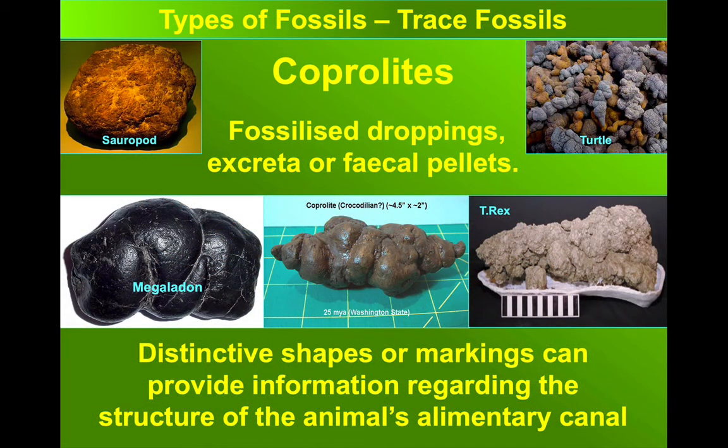Some of the more famous examples of this include things like coprolites. These are fossilized dung, feces preserved in the rocks. You can see there's a whole range of these things, ones that give useful information about an animal's diet or how it actually digested its food.